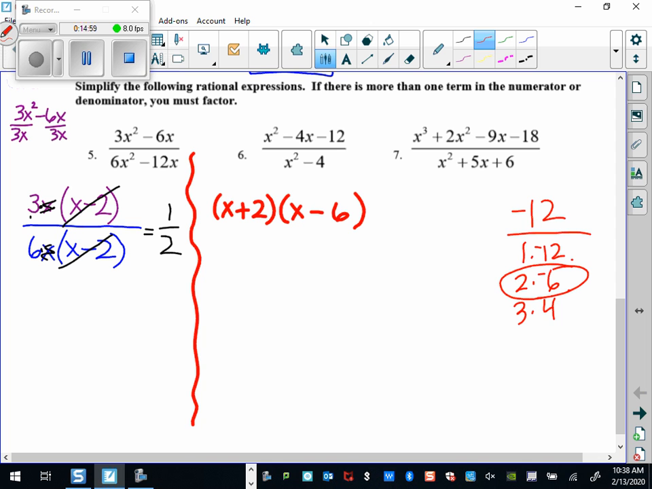Now, hold on a minute. For a store card, you can answer this. Okay, you ready? If I graphed it on Desmos, where is it going to cross the x-axis? Negative 6.